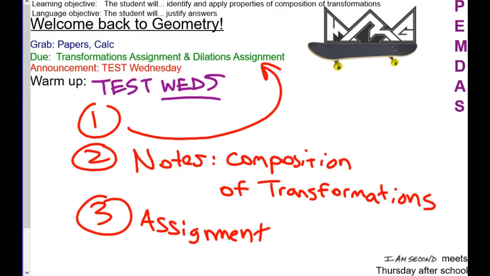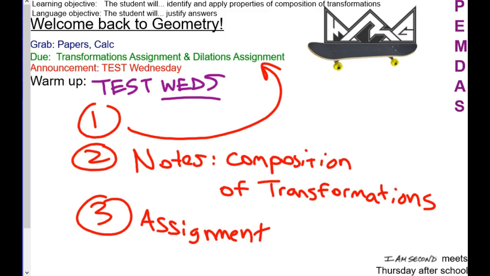All right. Today we're doing notes on composition of transformations. Okay. Compositions of transformations. You got that sheet you grabbed on the way in, right? Well, let me remind you, what's happening Wednesday? A test on transformations. Stuff you've probably done in middle school.